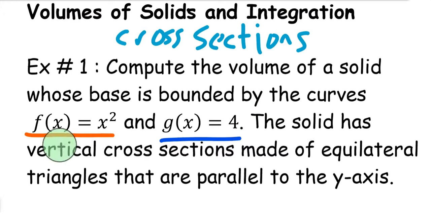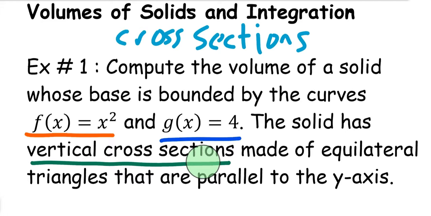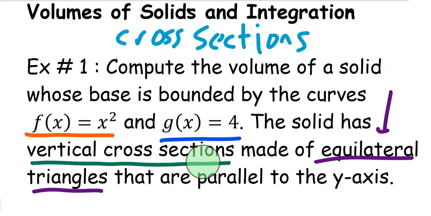The solid has vertical cross sections, and so you're going to do these particular steps when you see something like this, where it says that it has cross sections. Now, the cross sections can vary, so we're going to try to do several examples. And in this one in particular, the cross sections are made of equilateral triangles, and we know equilateral means all the sides of the triangle are equal. This last part is equally important, so make sure you highlight this. These equilateral triangles are parallel to the y-axis, okay? So without further ado, let's take a look and see how to solve this problem.